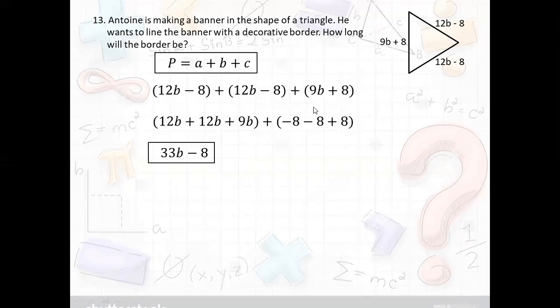So arrange the like terms together. 12b, 12b, 9b, put them inside the parentheses, then we have plus, we have to add them because we're finding the distance, and the formula for perimeter is adding all of them. Then we have here minus 8, minus 8, minus 8. So your answer is finally going to be 12 plus 12 is 24. 24 plus 9 is 33b. Then minus 8 will give you a minus 16. Minus 16 plus 8 will give you a minus 8. So the perimeter, that's how long the border is going to be 33b minus 8.